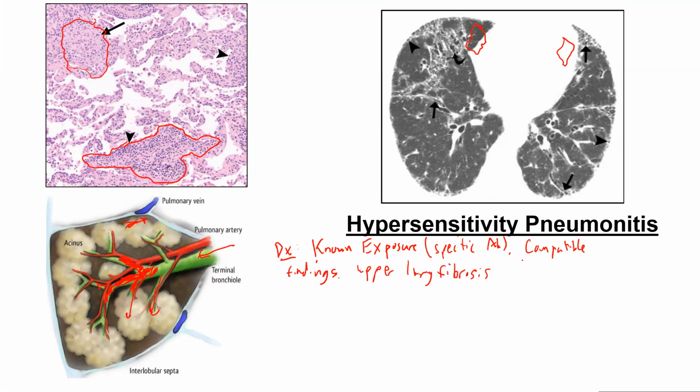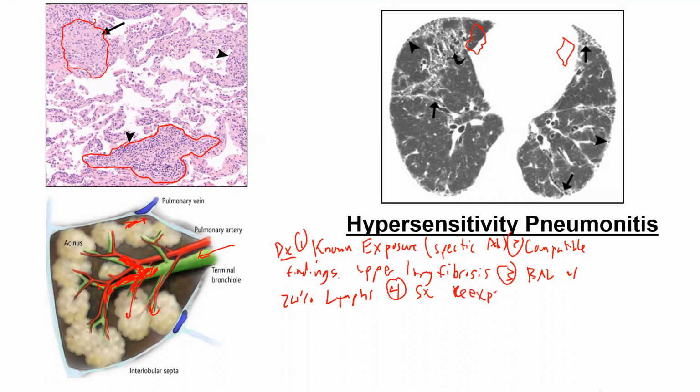Third, so we got 1, 2, 3. Third is going to be a BAL with greater than 20% lymphocytes. When you see a lymphocytic predominant BAL, that really means it's either sarcoidosis, hypersensitivity pneumonitis, or lymphoma. So that's your differential there. And then fourth is symptoms with re-exposure, which this patient also had.